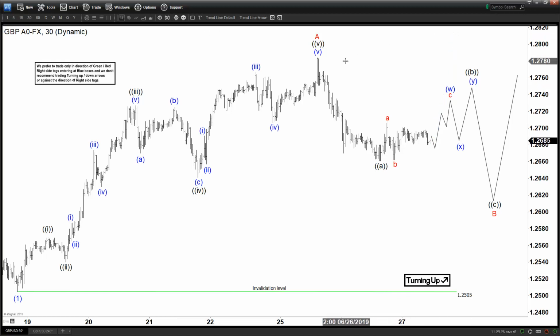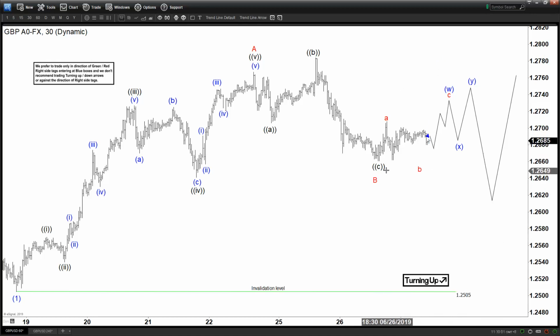Another possibility is it goes higher from here. If it goes higher from here, we could be doing a flat, so we could be ending with 5 here. So we have 1, 2, 3, 4, 5 ending here, and then a flat in which this is A, B, and then this is 5 waves ending the C over here. If that is the count, then we should be extending higher without making a new low. So it's possible.